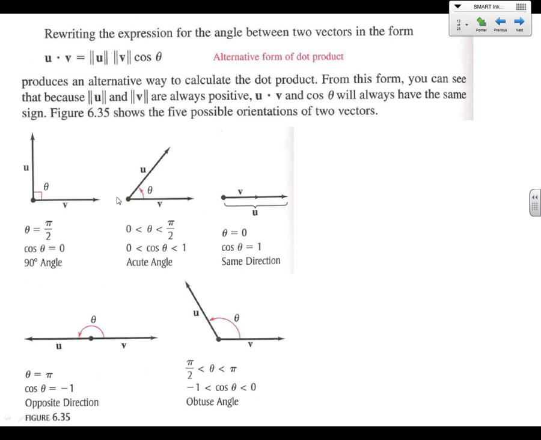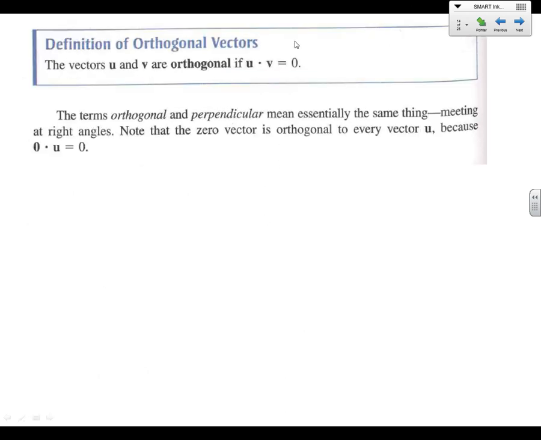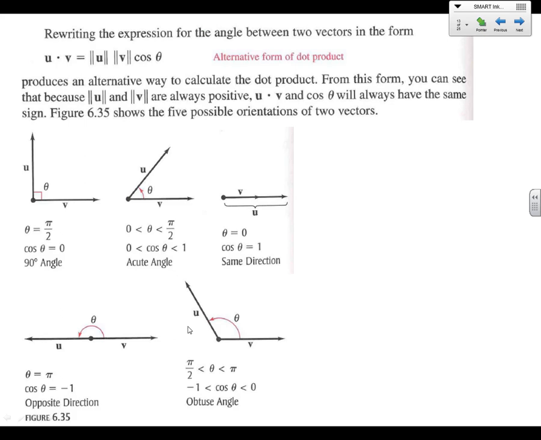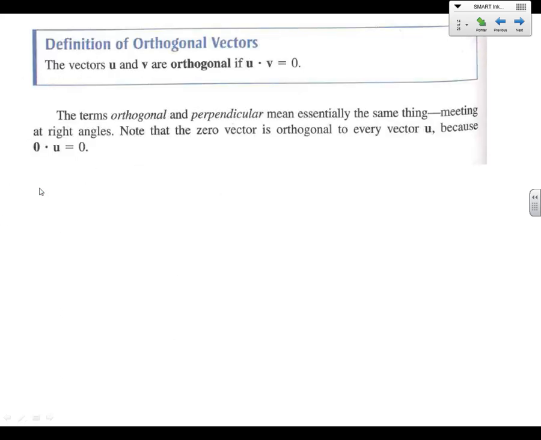All right, so something that's helpful, you don't have to have this memorized, but it is something helpful just as a check. But the one that comes up a lot is this one right here. How do we find out if something is a right angle? Well, if the dot product is 0. And a phrase we have for that is orthogonal. So u and v are orthogonal if the dot product is 0. Orthogonal and perpendicular mean the same thing. Okay? So we meet at right angles.